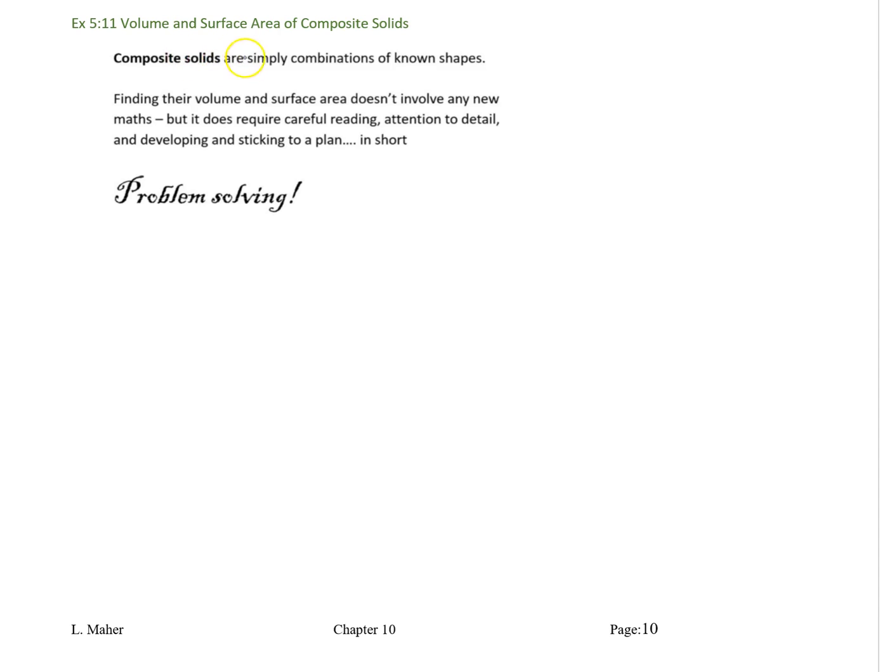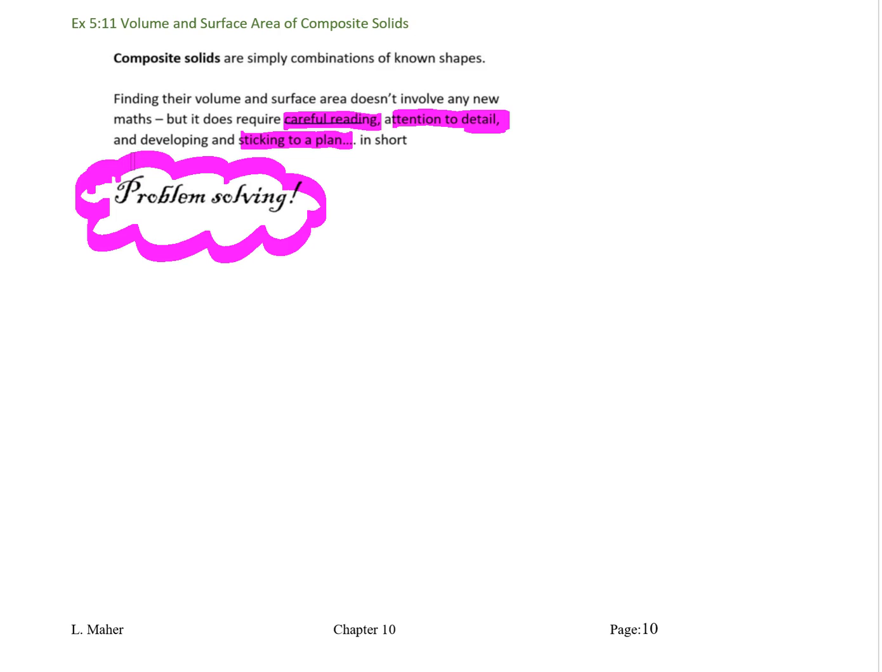So it says composite solids are simply combinations of known shapes. So it must be up to you to recognise the shape, access the correct formula, and just like I've said, volume and surface area doesn't involve any new maths, but it does require careful reading, attention to detail, and sticking to a plan, identifying the information you've got, writing down what you're finding. These are all problem-solving techniques. Okay, let's have a look at the example on the next page.